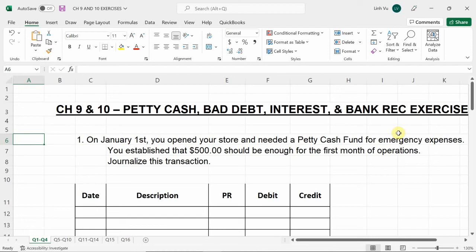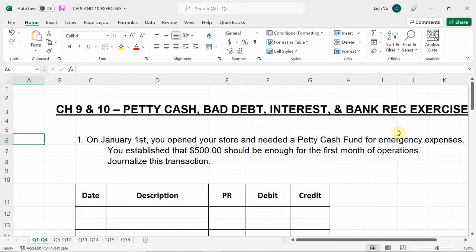All right, so here we are. Chapter 9 and 10: petty cash, bad debt, interest, and bank reconciliation. So this is the whole entire thing. Let's go ahead and break it down, starting with question number 1.